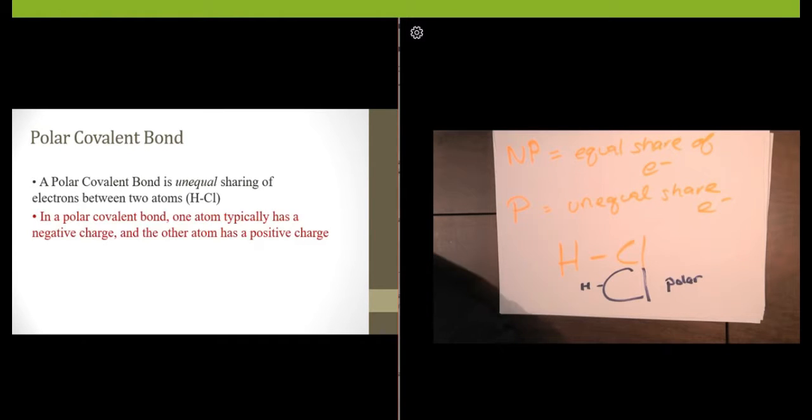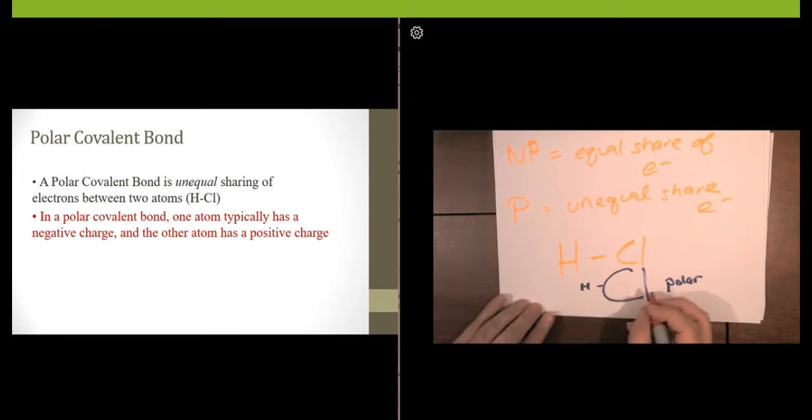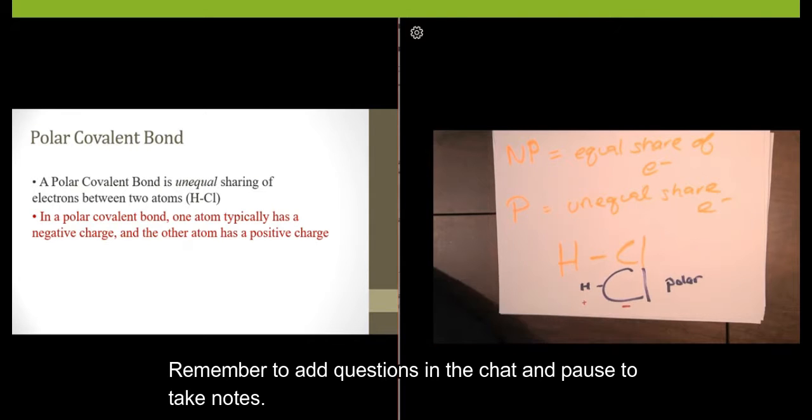So this just says in a polar covalent bond, one atom typically has a negative charge and the other has a positive charge. And it's not really positive and negative, it's just which one has more of the electron. So if we look at it here, hydrogen and chlorine, which one do you think has more of the electron next to it? Well, this would be the chlorine, so we're going to say it's more negative. It's not that it's negative, it's just more negative because it has more of the electron. And then the hydrogen would be more positive. Does that make sense?